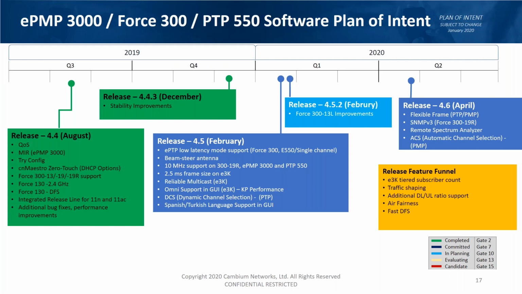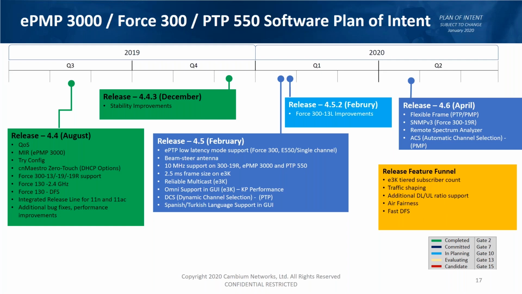early March. We may see something come in earlier than that. Some of the key benefits, we talked about the beam steer antenna. You'll see that 10 megahertz channel support on the 19R. We'll also support the smaller frame size on the ePMP 3000.